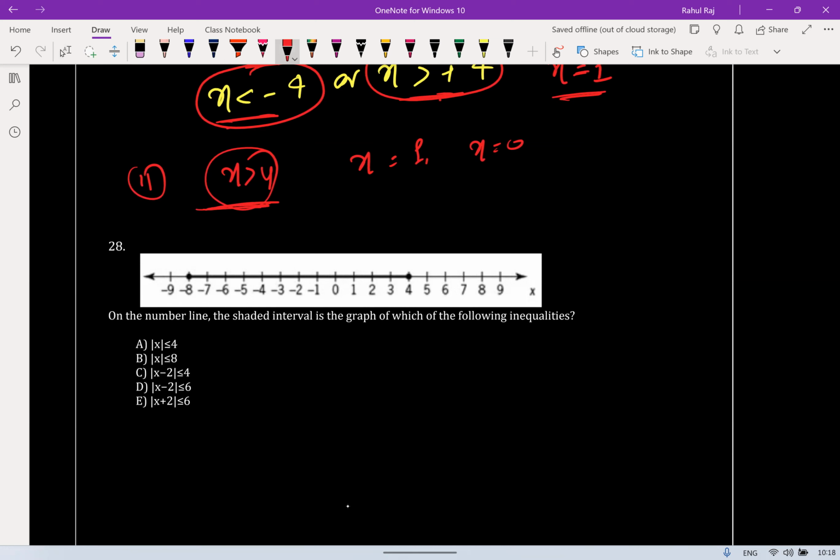So what is the graph here? It says that x lies between -8 and 4, and they are greater than or equal to. Always remember, they have rounded it up. Rounded off means you have to include 4 and -8 both.